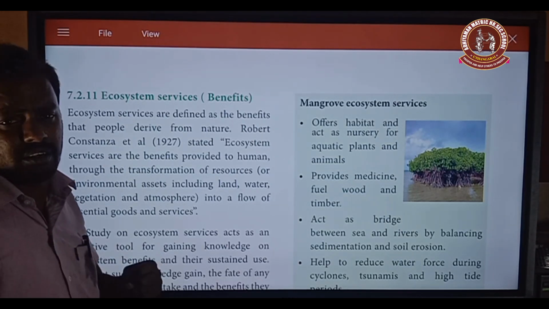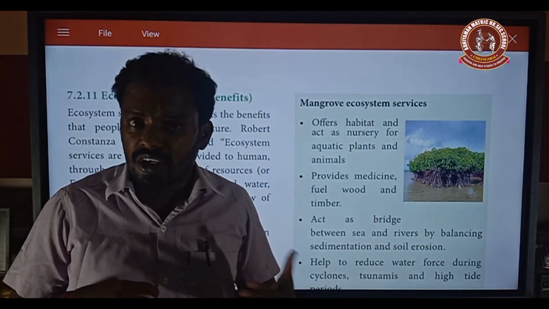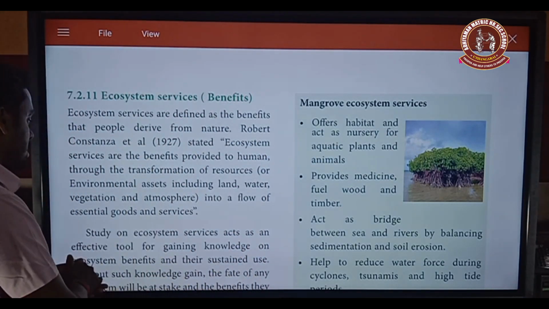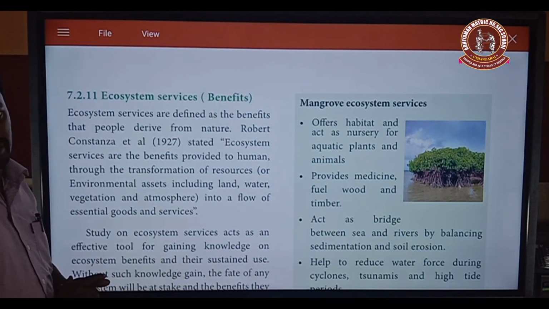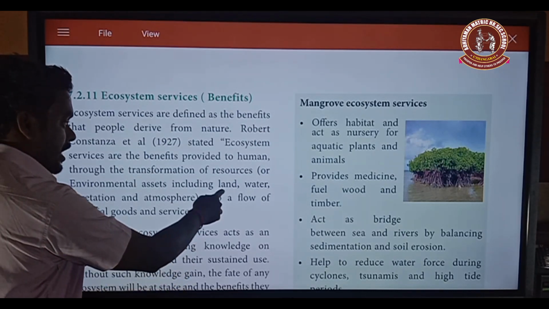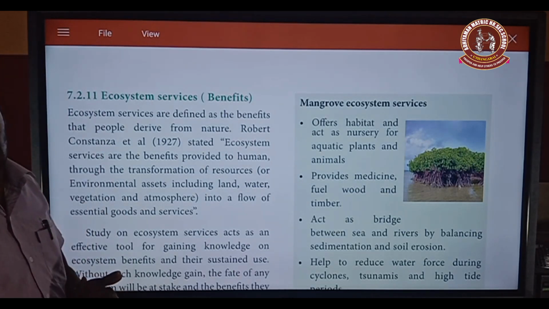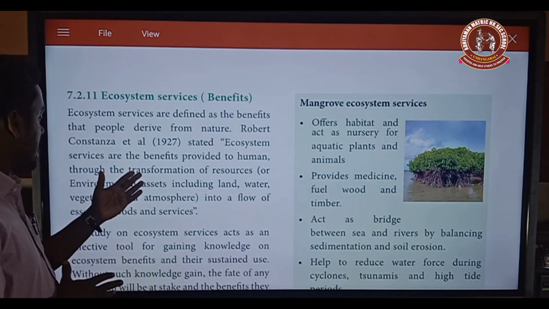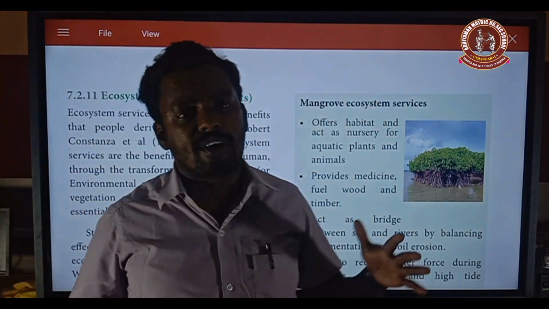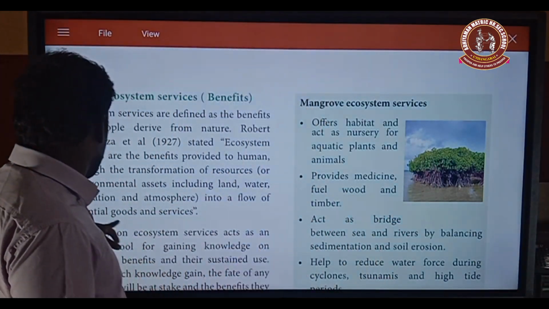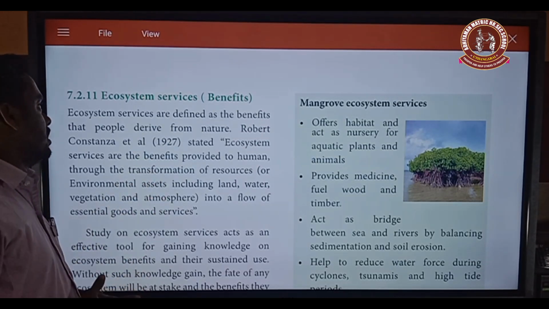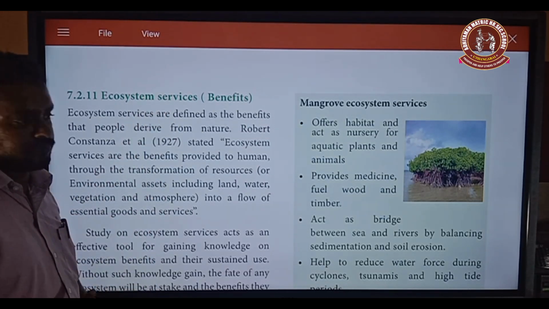So these are all used from one organism to another, that is, the transformation of resources or environmental assets. The environmental assets include land, water, vegetation and atmosphere. So these are environmental assets. Into a flow, these all are moving from one place to another, that is the flow of essential goods and services, that is the ecosystem services.